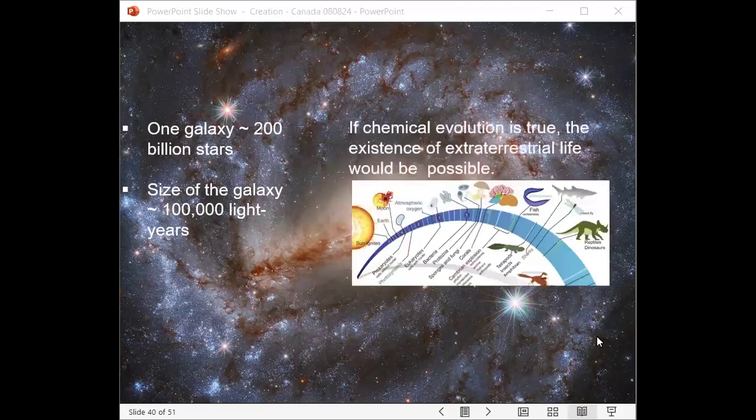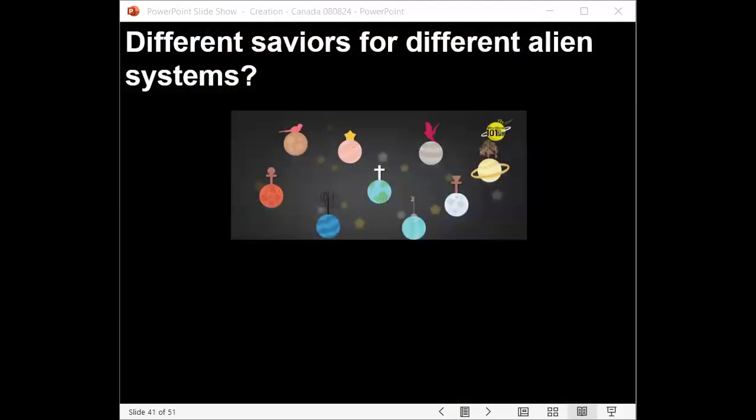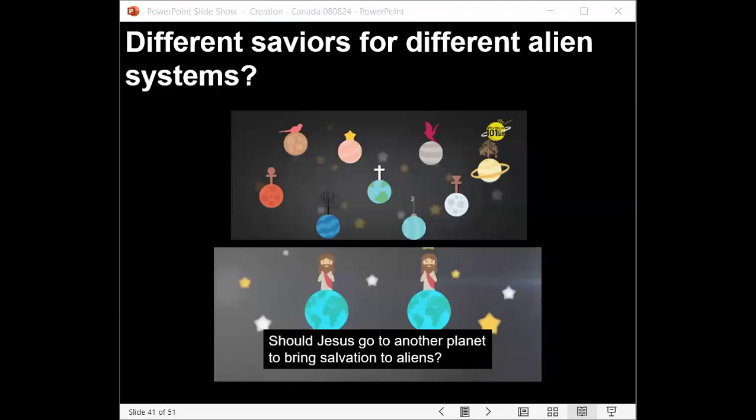Then inevitable questions arise. The concept of theistic evolution suggests that God works through the process of evolution to bring about the diversity of life on Earth. Under this viewpoint, discussing alien life and the potential for different saviors in different alien systems becomes an obvious theological question. Then the question arises of whether there could be different saviors tailored to each alien species. Can you believe that there are theologians who promote this type of idea? There are a bunch of them. But what does the Bible say about this?